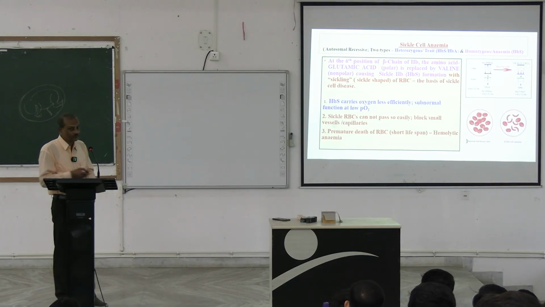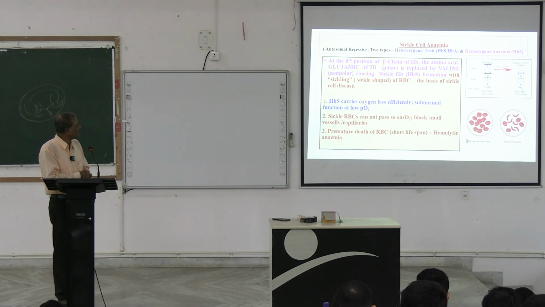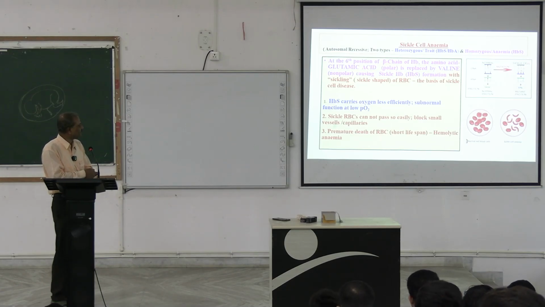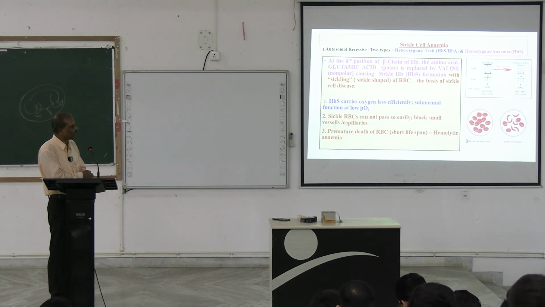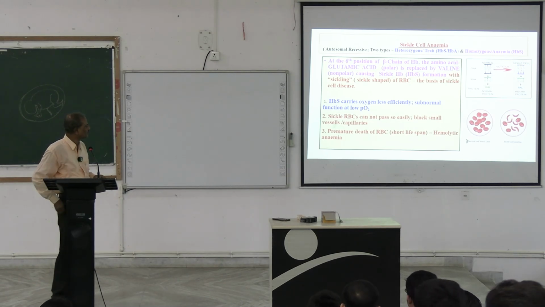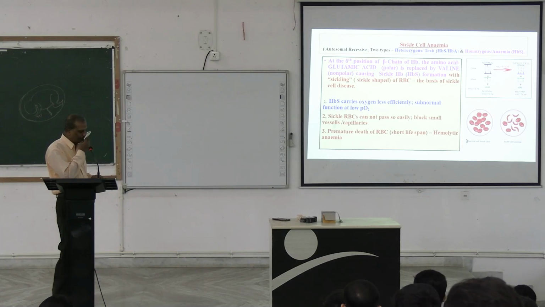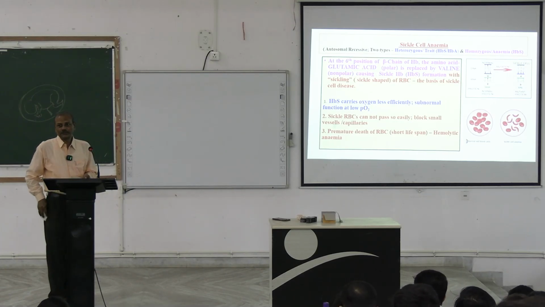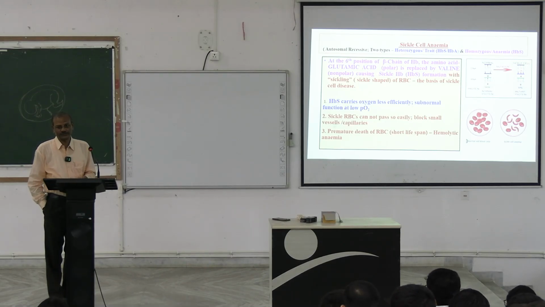So, sickle cell anemia, I note down one point. This is the only part you note down right at this stage, because it will be told in detail. It is at the 6th position of the beta globin of hemoglobin. Glutamic acid is replaced by valine. Valine is a non-polar amino acid, and glutamic acid is a polar amino acid.